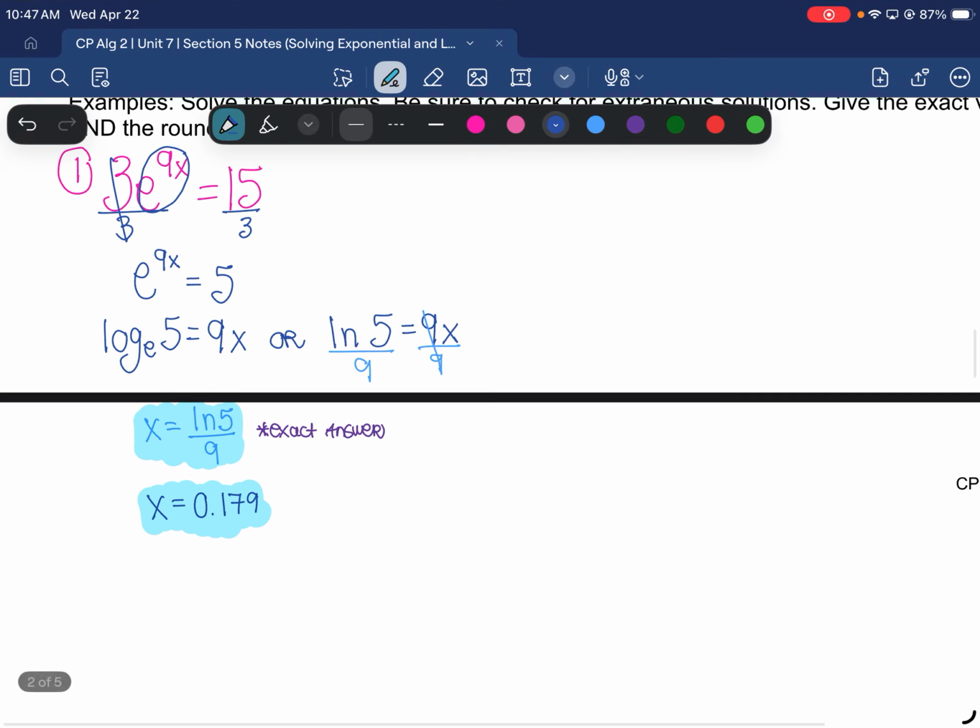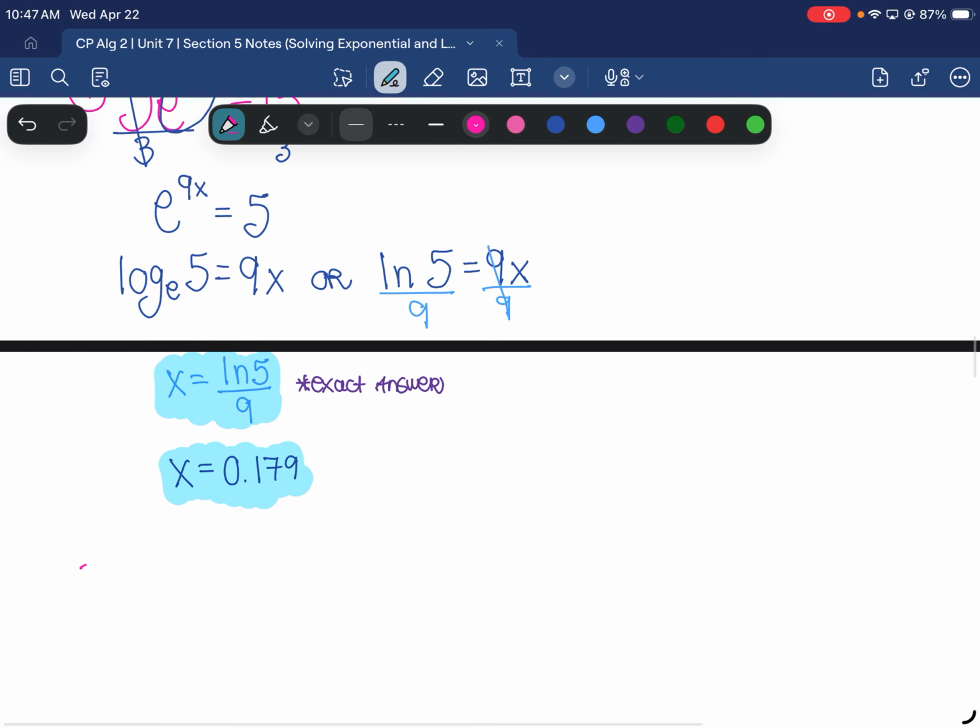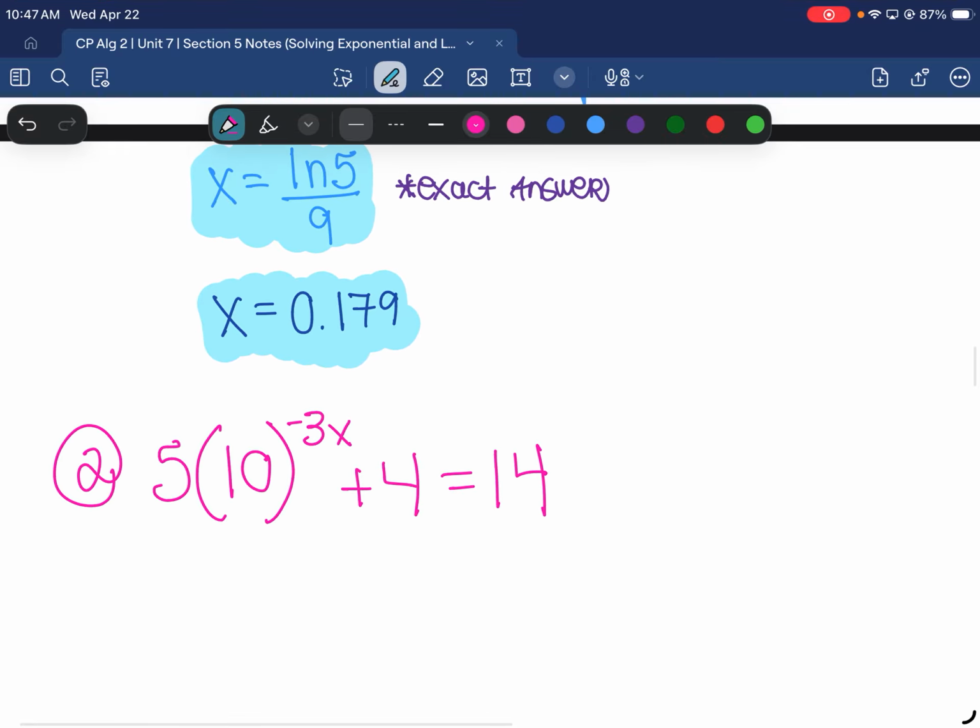Okay, I'm going to go down to the next page for my second example. Here we go. 5 times 10 to the negative 3x power plus 4 equals 14. There's a lot going on here, but what is our first step?